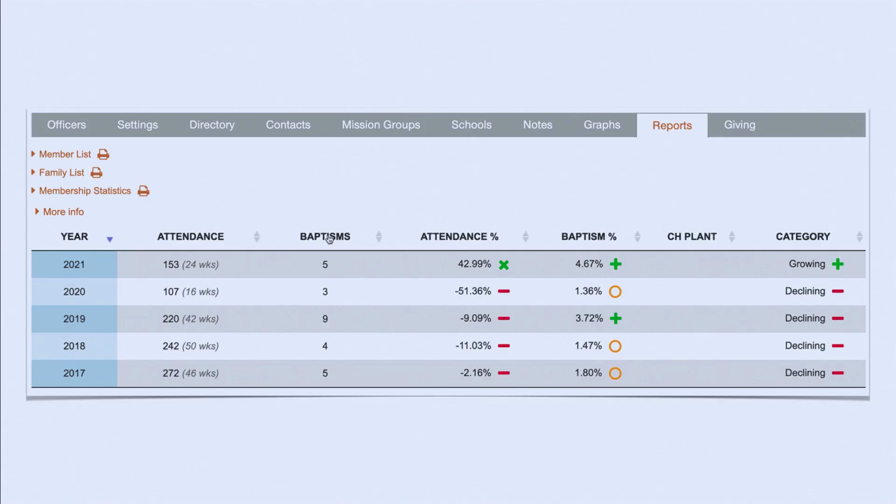If you look at them, let's go back to 2017. By attendance, they have a minus. That means they were declining. By baptism, they have a yellow 0, which means they were plateauing, which gives them an overall score on the right of declining. If you go up to the very top, by 2021, their attendance was in the multiplying, their baptism was in the growing, and so overall they were growing.